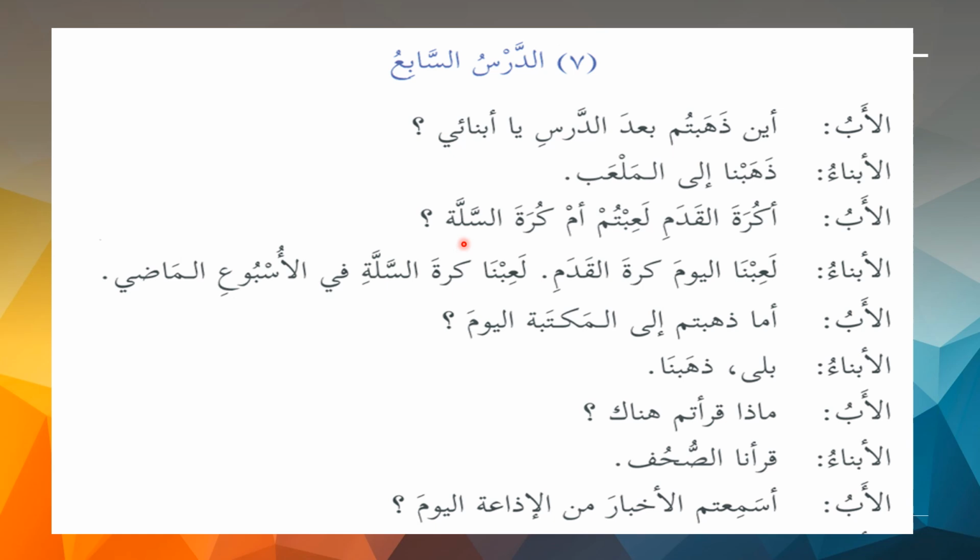Salla means basket. So this is basketball. So the son says, لعبنا اليوم. So this يوم is ظرف, meaning today we played. So this is a past tense. So they are saying that they have already done it. لعبنا اليوم means today we played. كرة القدم, they played football today.